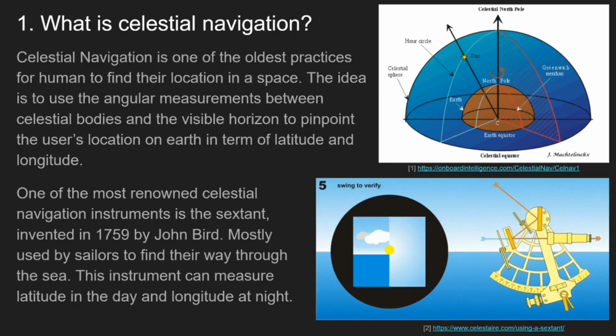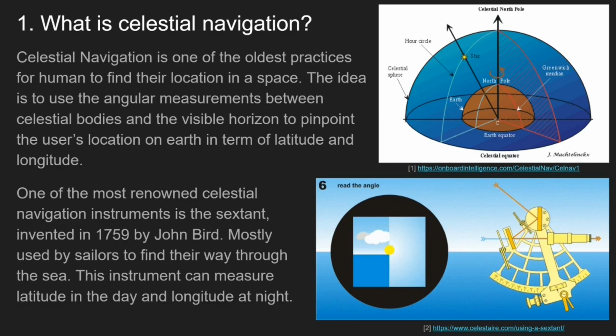One of the most renowned and accurate celestial navigation instruments is the sextant, invented in 1759 by John Bird. It is basically a glorified protractor, typically used by sailors to find their way across the open sea. The animated GIF on the right shows a sextant in action during the day.